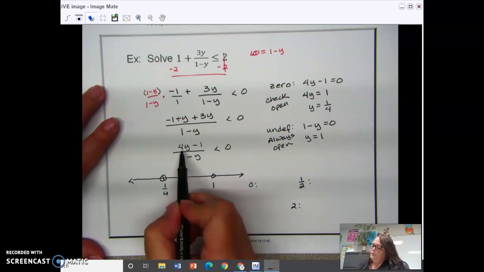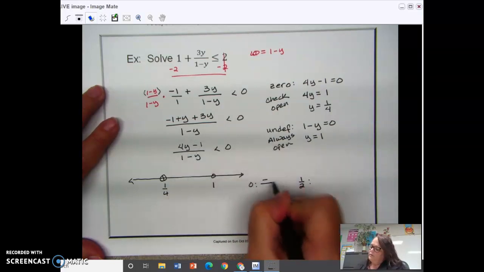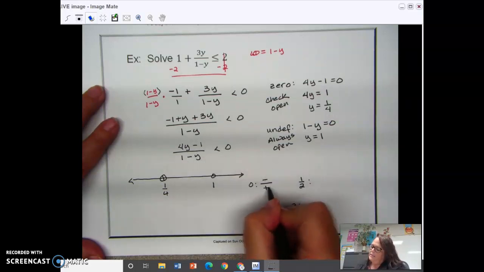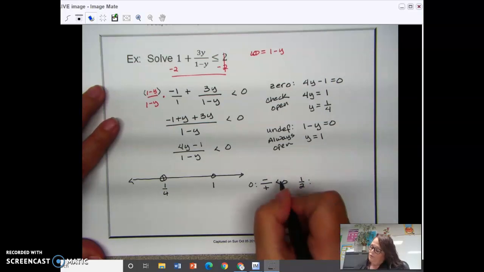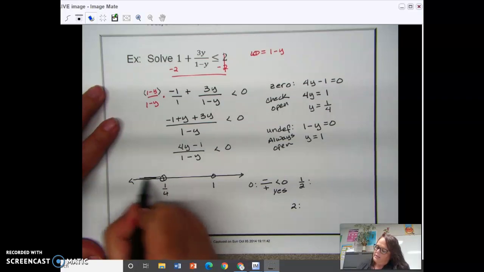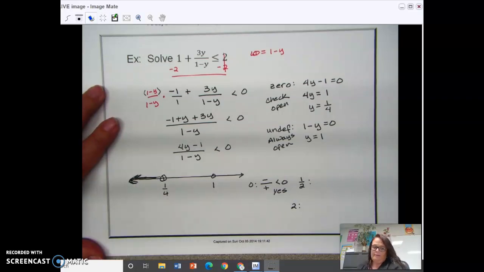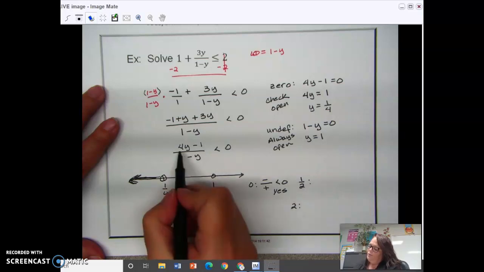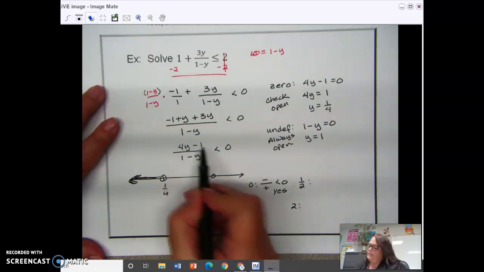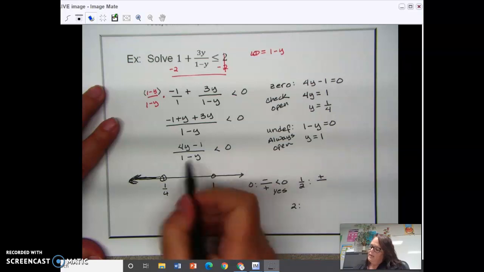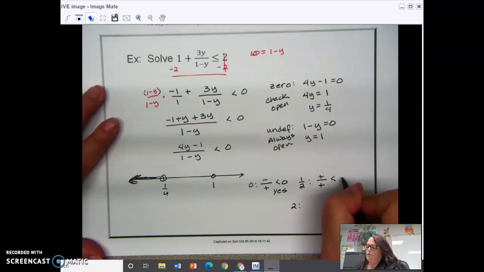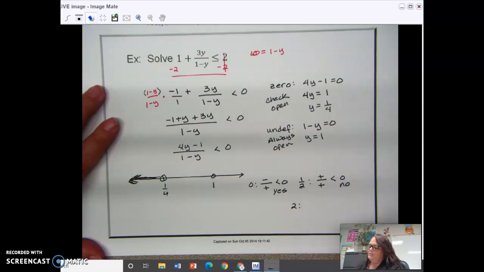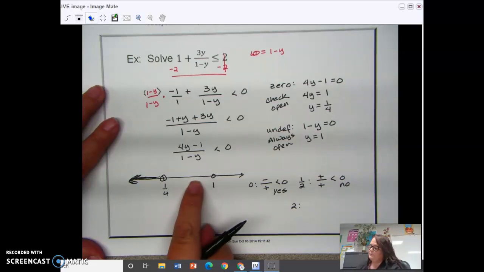So when I plug in 0, 0 minus 1 is negative, and 1 minus 0 is positive, and we want to know if that's less than 0. So this would be negative, and a negative is less than 0, so that is a yes. So we're going to shade to the left of 1/4. Then at 1/2, we end up with half of 4 is 2, and 2 minus 1 is positive, and then 1 minus a half is positive, and a positive over a positive is not going to be less than 0. So we're not going to shade in between.